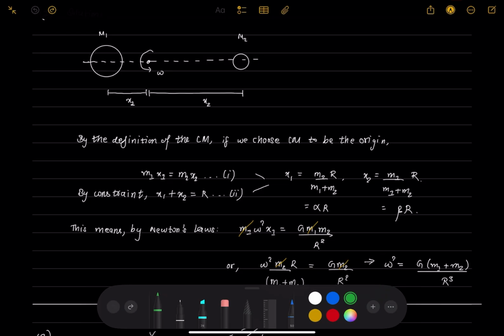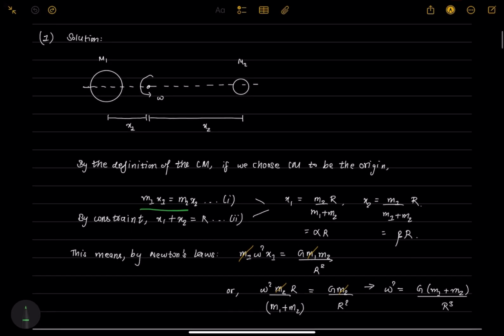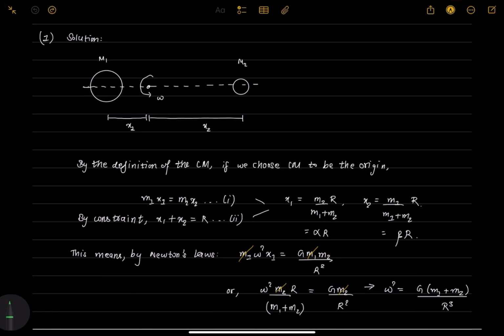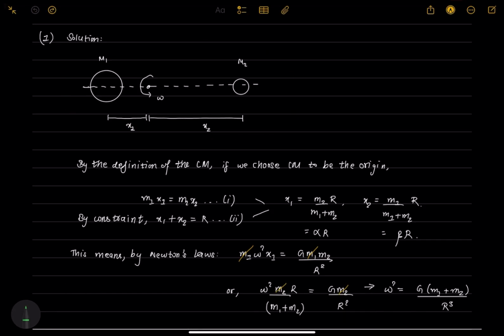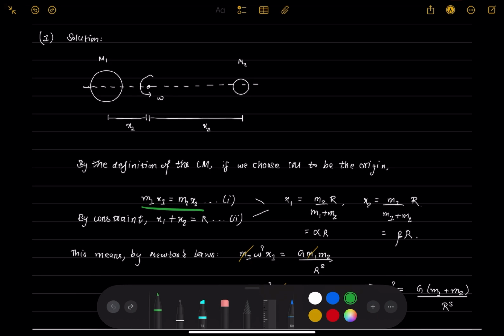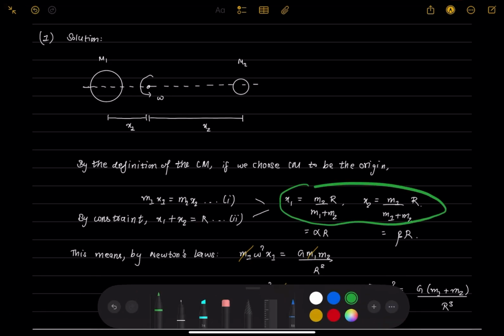It's derived by Newton's laws. So basically, use the definition of the center of mass to say that the deviations from the center of mass are related by this particular formula, right? M1, I've assumed the left mass, M2 I've assumed the right mass. I've drawn a particular instant when they're rotating relative to the center of mass. And from these two equations, the second one coming from the constraint that the stars are always separated by a distance r, we can solve for the two distances from the center of mass.